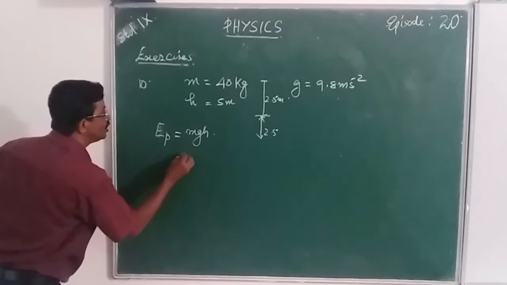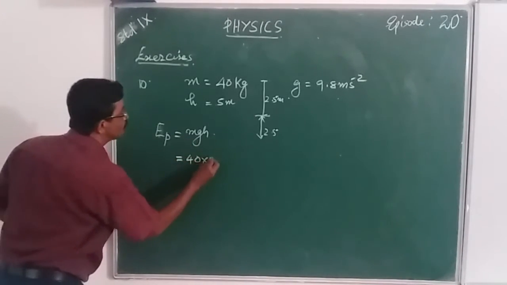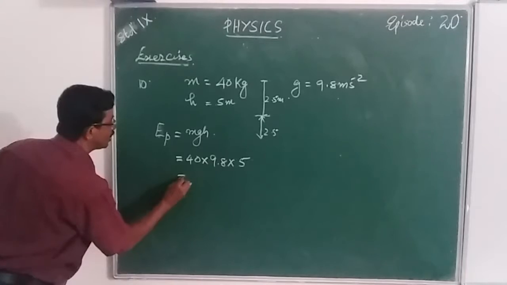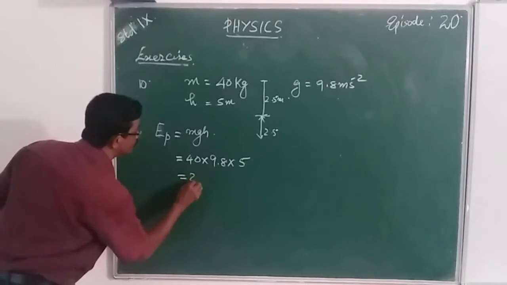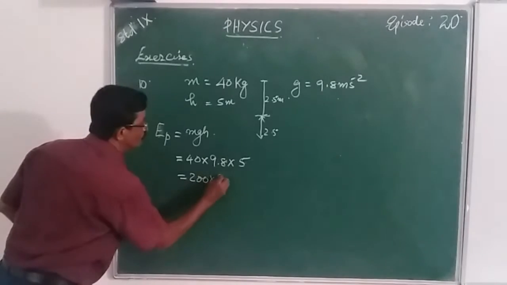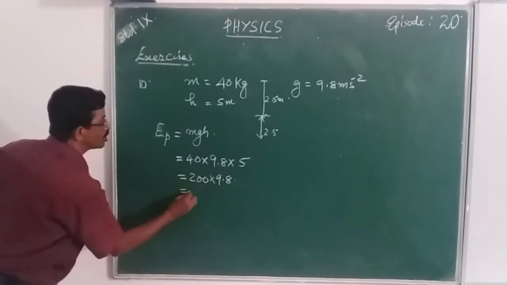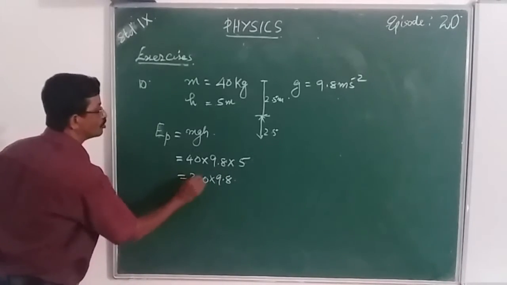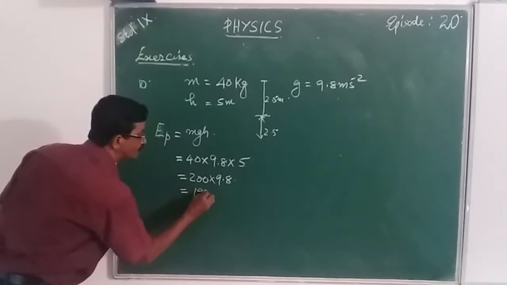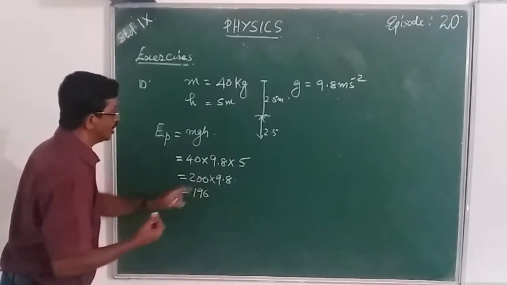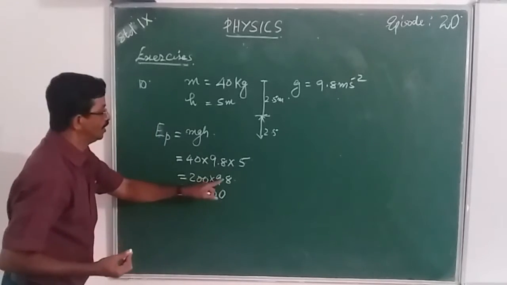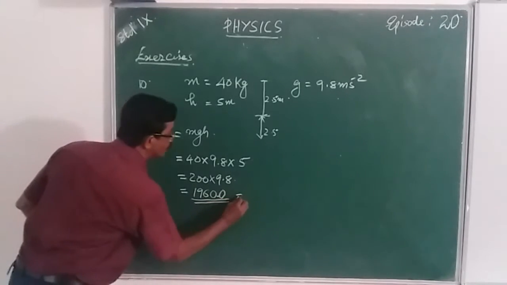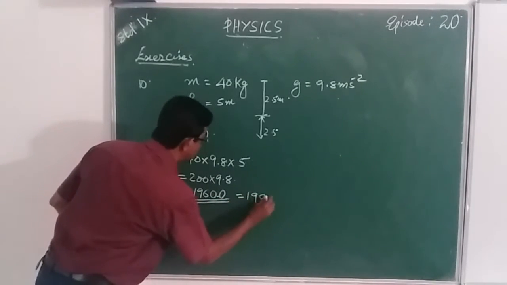So this relation, m 40 into g 9.8 into h 5. 5 times 4 is 20. This is 200 into 9.8. By multiplying 9.8 into 2, that is equal to 19.6, then we can put 20. One decimal place also we want to give. That means this is the potential energy, that is equal to 1960.